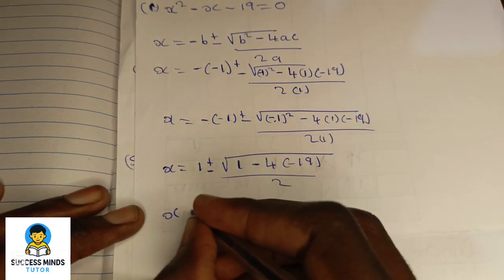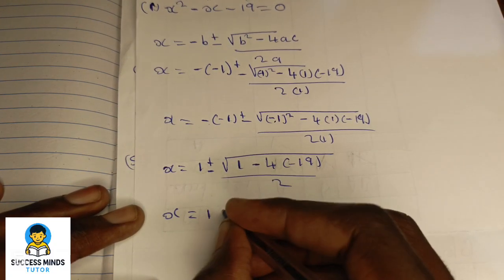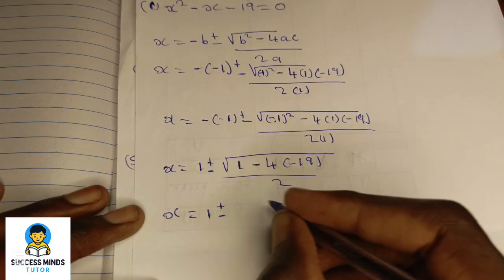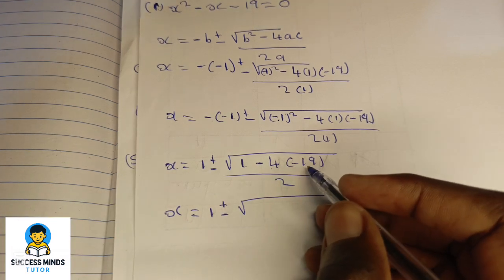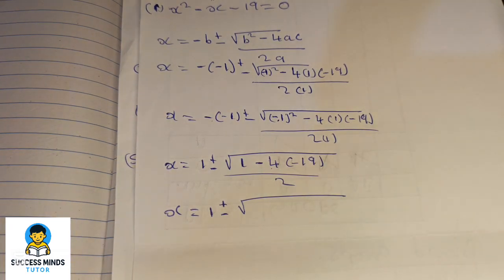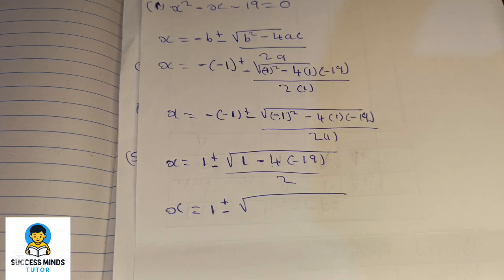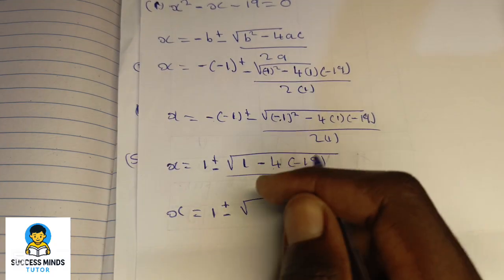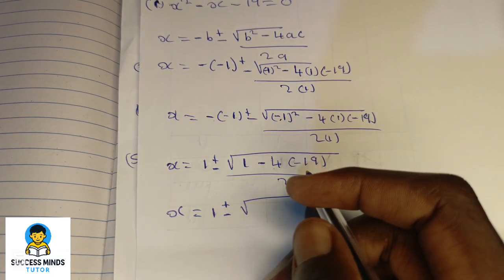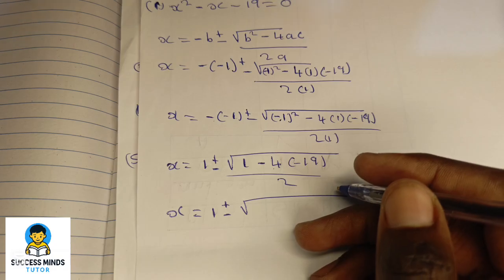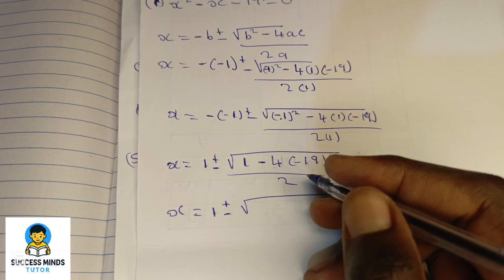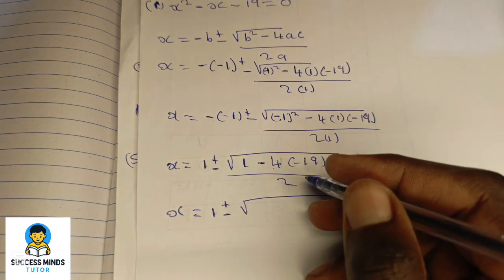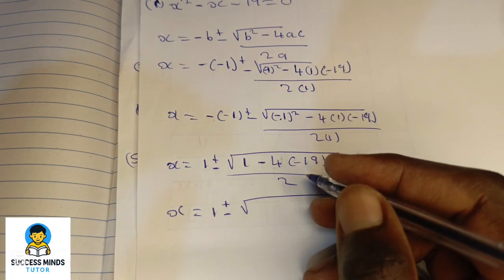We're going to say x equals 1 plus or minus the square root, then negative 4 times negative 19. On this one, guys, you are allowed to use a calculator because it says 2 decimal places. So you're going to say 4 times 19.